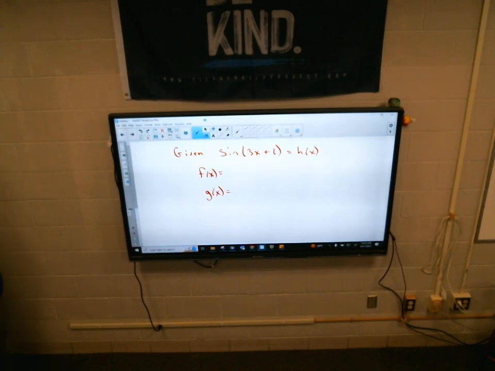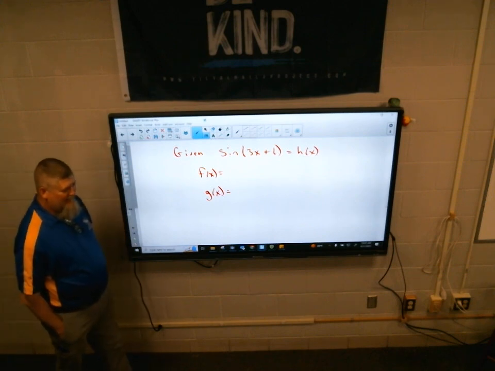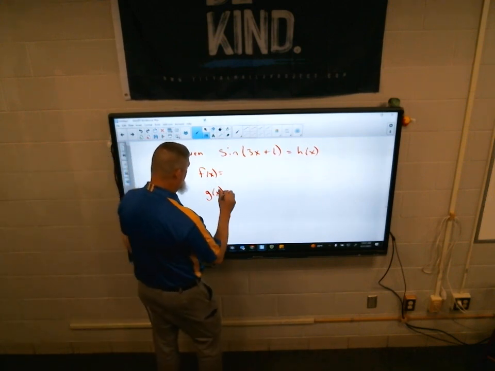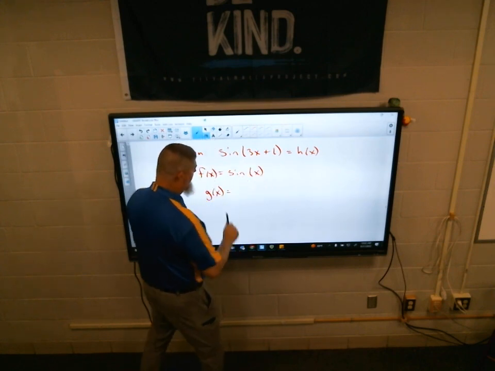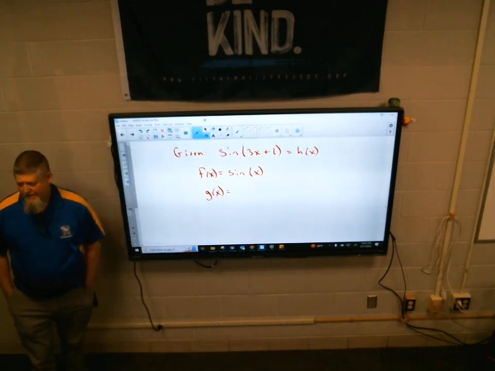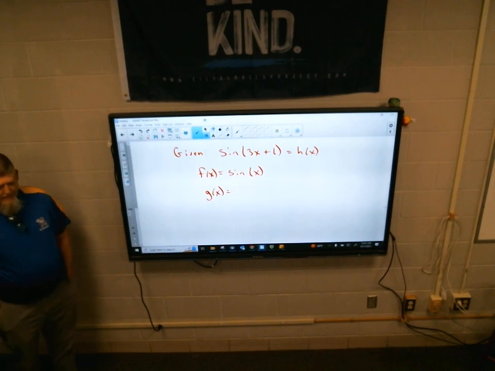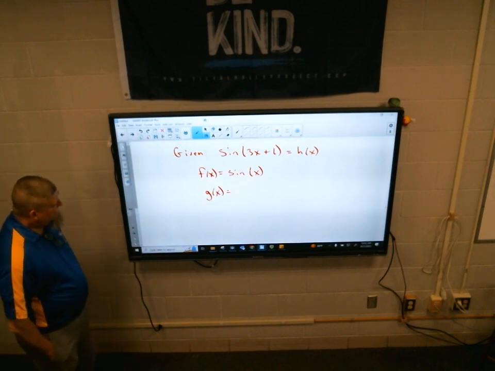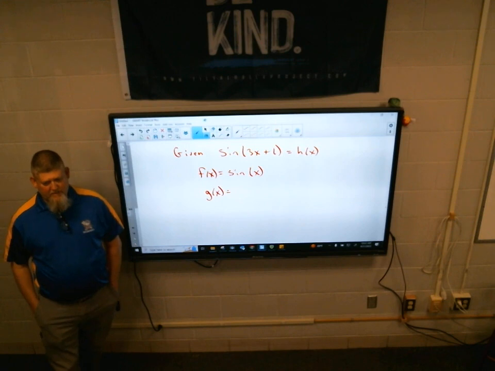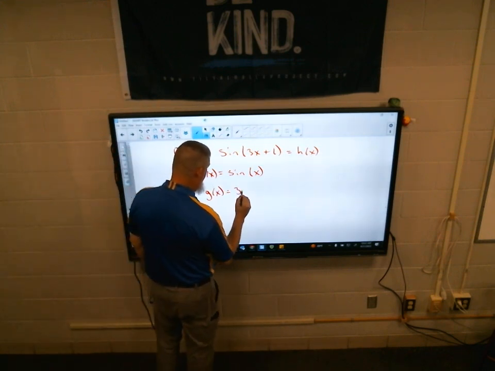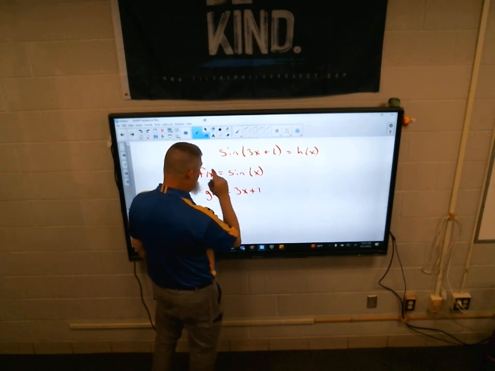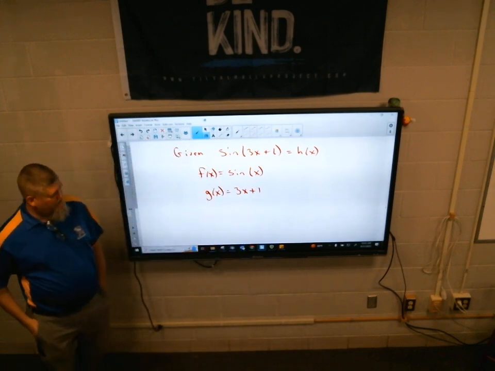Okay? Ms. Latham, what's one function you see? The sine function, absolutely. So sine, we'll call that the outside one. Sine of x. And then what would be the inside function? 3x plus 1. So we have a linear function inside of a sine function.